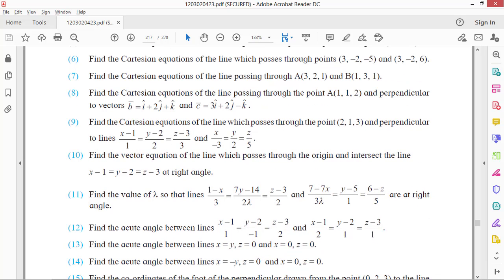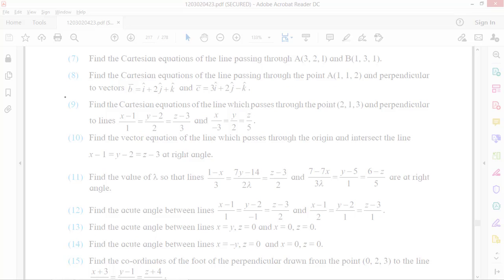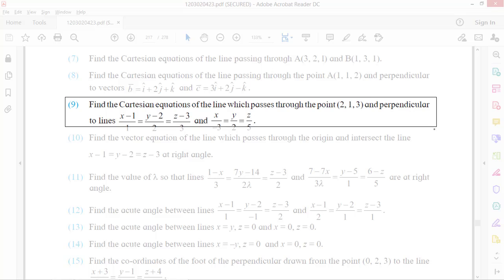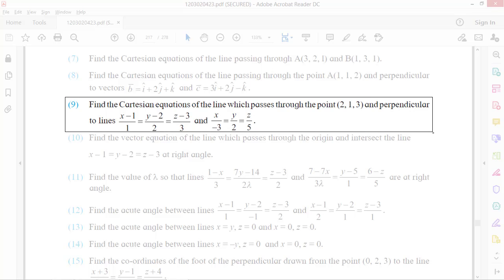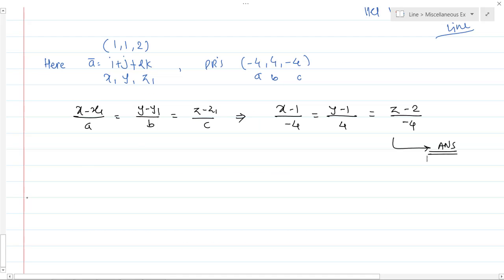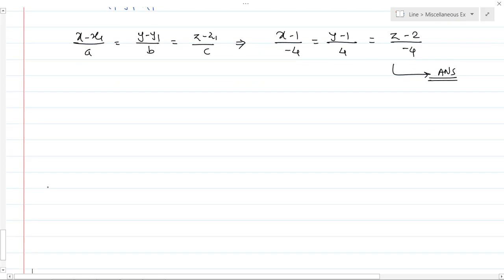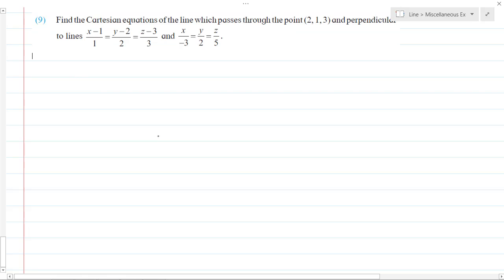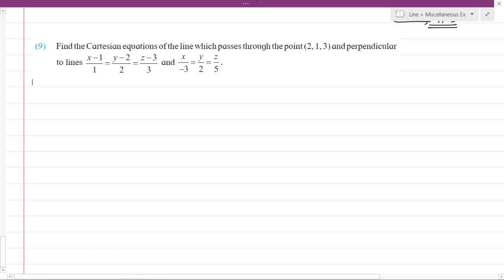So the next question is the 9th question. It is somewhat the same question. Okay, it is just given in terms of the Cartesian form. Okay, let me make some space here. So let's paste this. Find the Cartesian equation of the line.